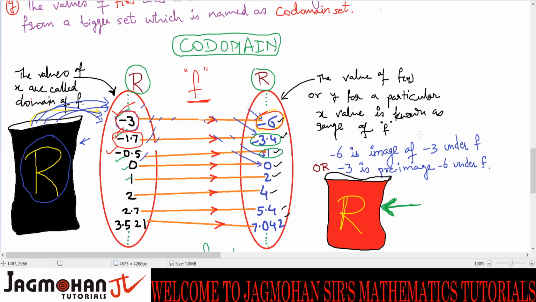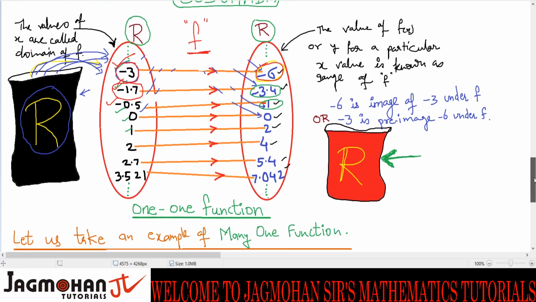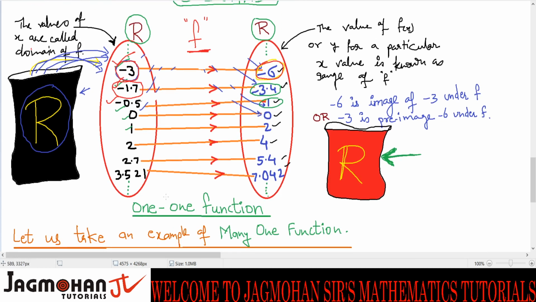Such a function is known as a one-one function, and that is what is written here. See, this function is a one-one function. So if this is a one-one function, what is a many-one function? That I will teach you in the next video. In this video, I taught you what is the codomain of a function and what is a one-one function.